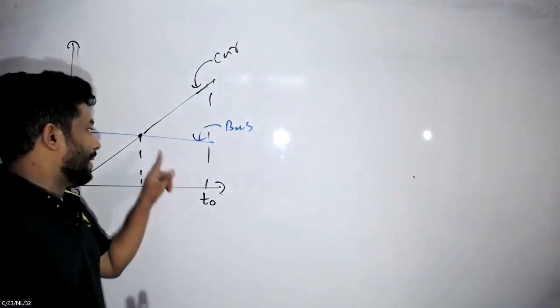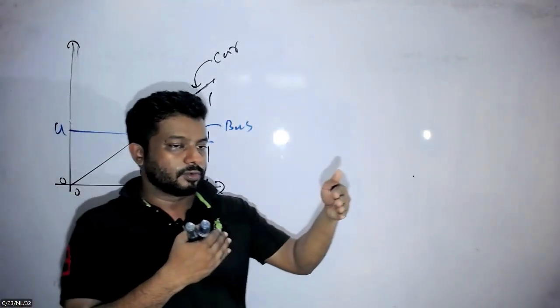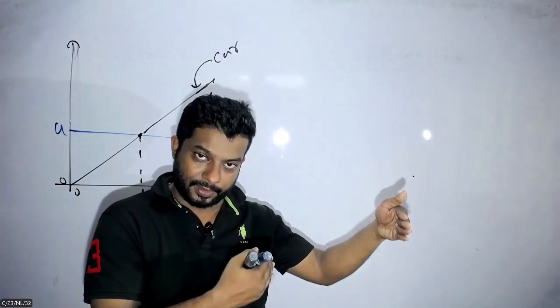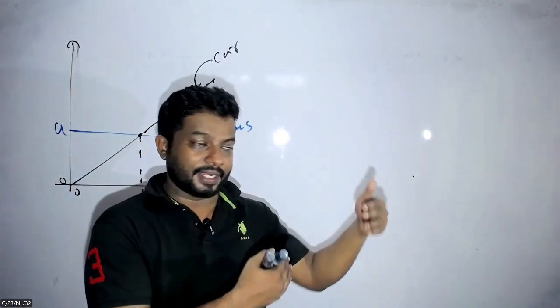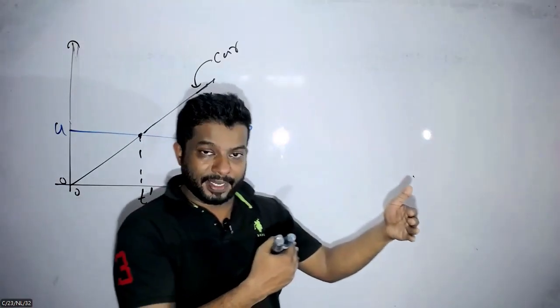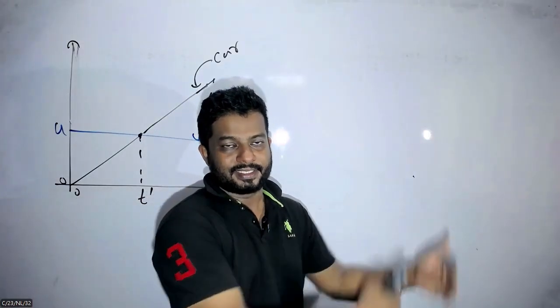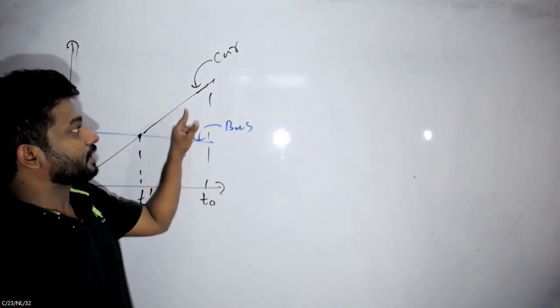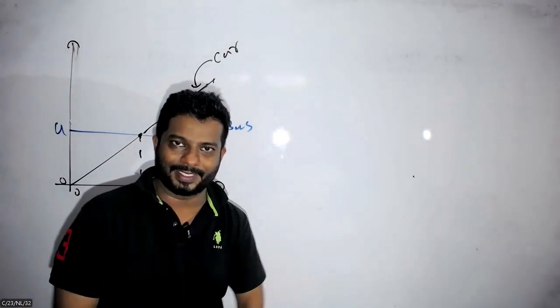That means, up to this point, the gap between the two objects increases even if the velocity of the car increases. But from this point, the gap between the two objects decreases. Why? What is the reason? From this point, the velocity of the car is greater than the velocity of the bus.